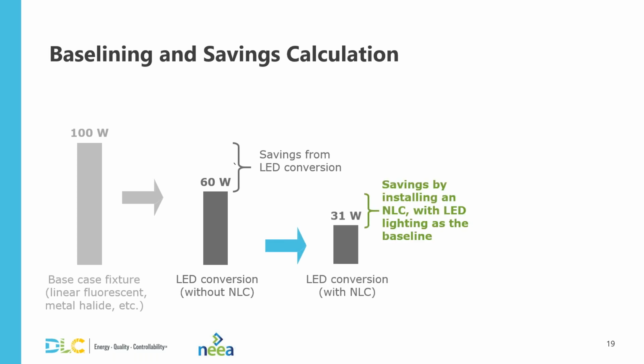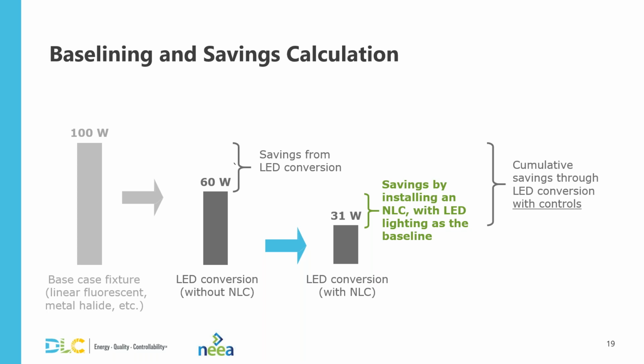Now, when we implement a combination of control strategies using NLCs, such as High-End Trim, occupancy sensing, daylight harvesting, and so on and so forth, we further reduce the energy consumption of the LED luminaires. And such reduction is the savings from controls only, with LED lighting as the baseline. And this is the number we are trying to capture in this study.